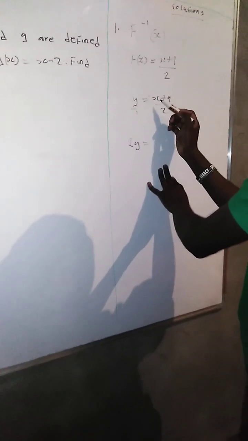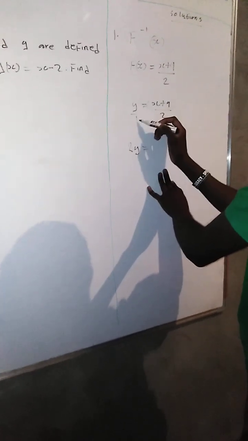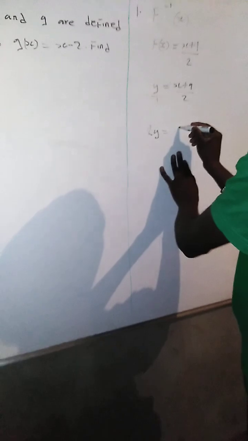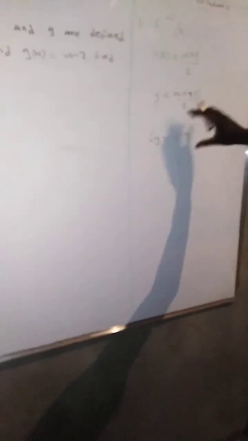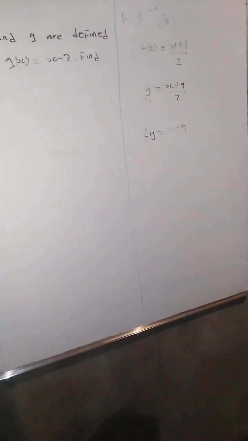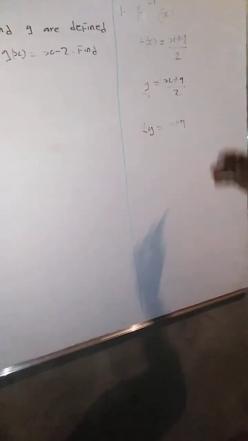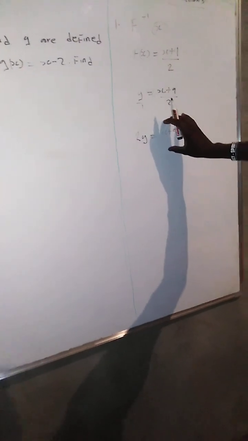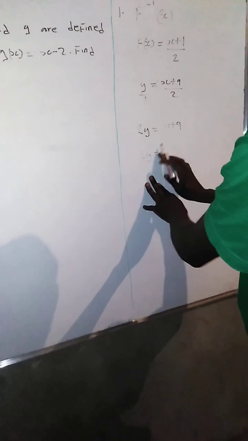So x times 1, I'm going to have x positive. 9 times 1, I'm going to have a 9. These will just come the way they are. Then here the concept is you make x the subject of the formula, meaning that the x here has to remain alone. So I'm going to have 2y on one side.